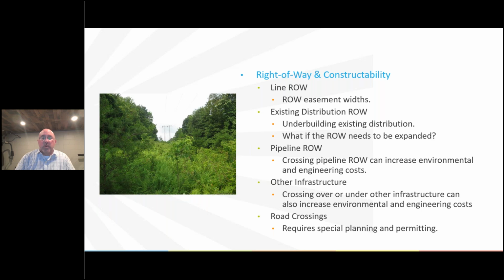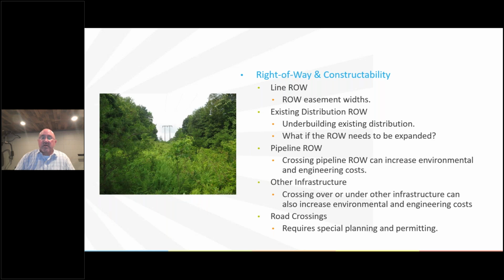So what do we look at? We look at line right-of-way. Right-of-way easement widths can vary based on voltage, number of circuits, and other engineering requirements of the transmission line. We want to look at existing distribution right-of-way. Underbuilding existing distribution can be cost effective during easement acquisition if the width of the transmission line right-of-way is the same as the width of the distribution right-of-way. If the right-of-way needs to be expanded to accommodate the transmission line, then new easements will need to be acquired. In addition, coordination with the distribution owner can be difficult and time-consuming, unless it's your own.